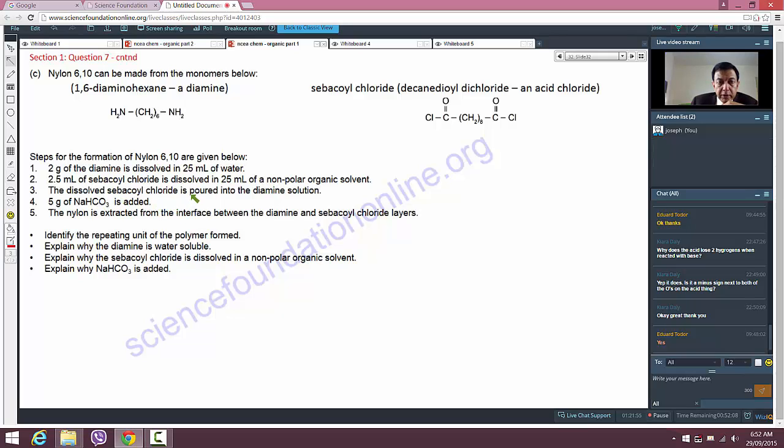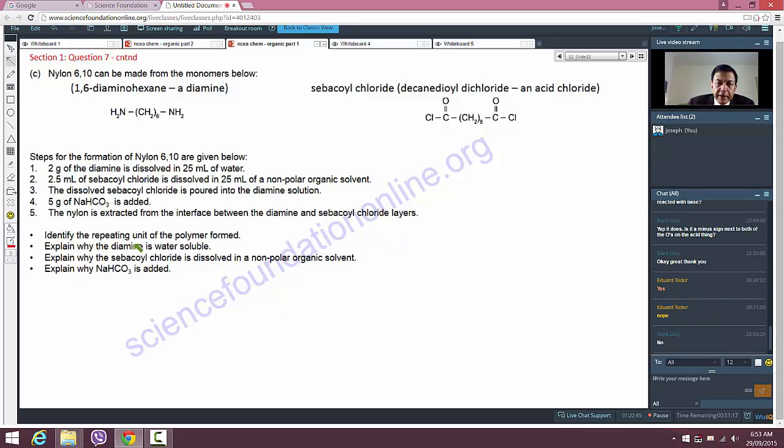The dissolved sebacoyl chloride is poured into the diamine solution. So you put that into there. 5 grams of sodium hydrogen carbonate is added. The nylon is extracted from the interface between the diamine and the sebacoyl chloride layers. Now, identify the repeating unit of the polymer formed. Understand it carefully. I've drawn them in 2 different colors so you can identify them.